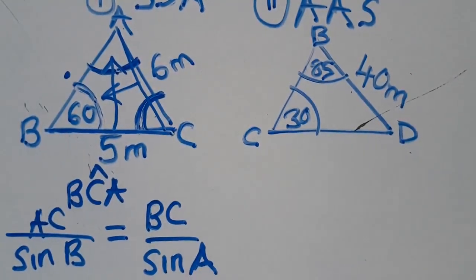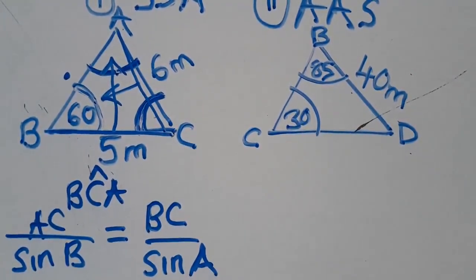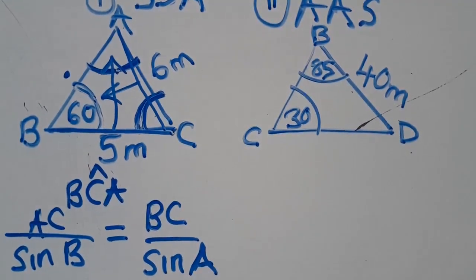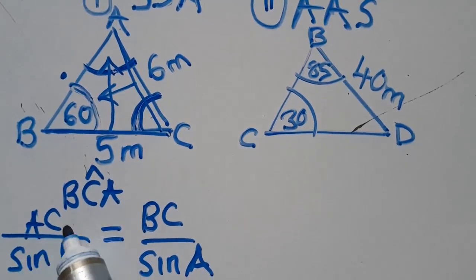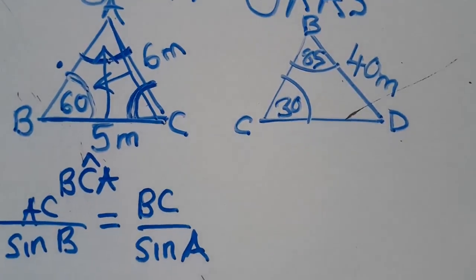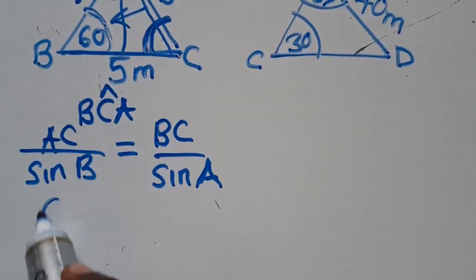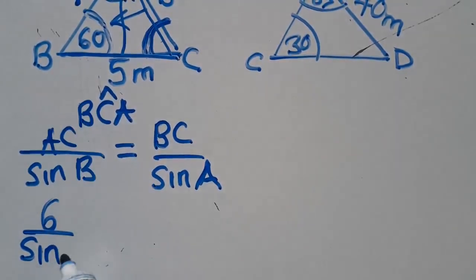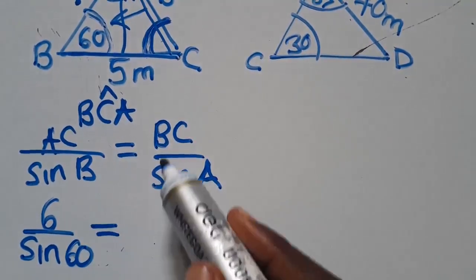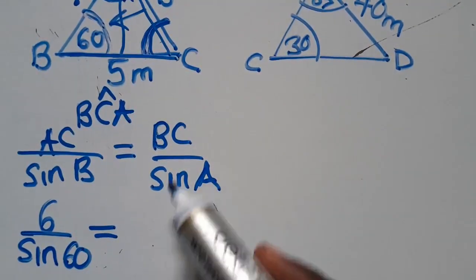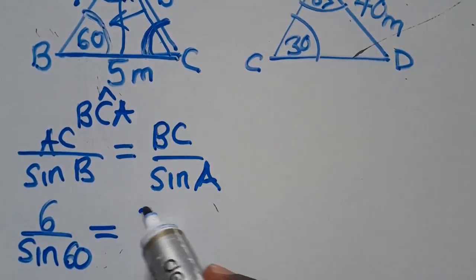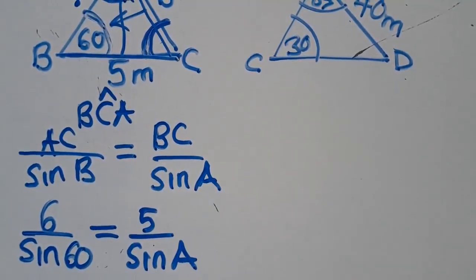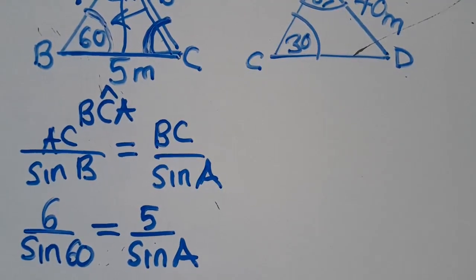We know that angles inside the triangle add up to 180. So this is what we are going to do. You substitute. What is AC? AC is 6. So you put your 6 there. You say 6 over sine B. What is your B? 60, which is equal to BC. What is your BC? 5. Then sine A is the one that you want to find, so you don't know.